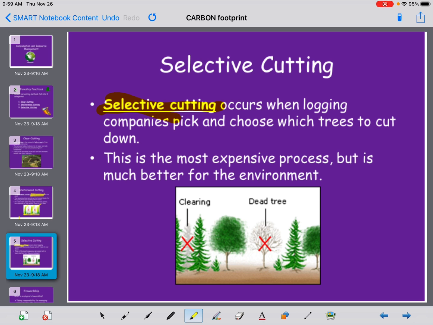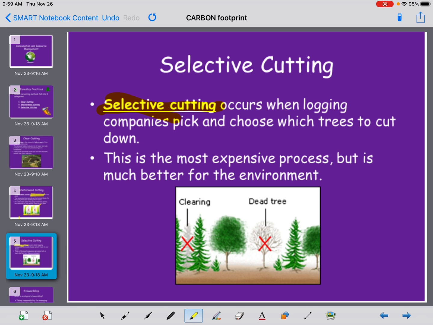So this might be a specific species of tree, like maybe we want to cut down 20 oak trees, or we want to cut down 15 pine trees. So selective cutting just means that you're selecting certain trees to get cut down, not necessarily the mature trees only.